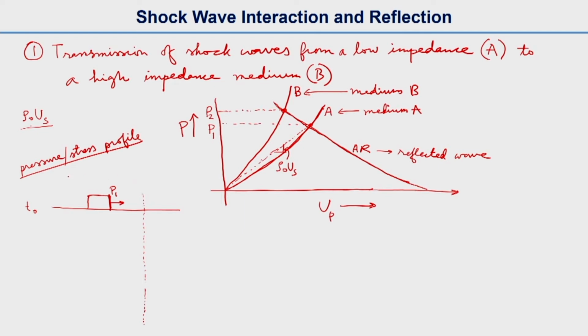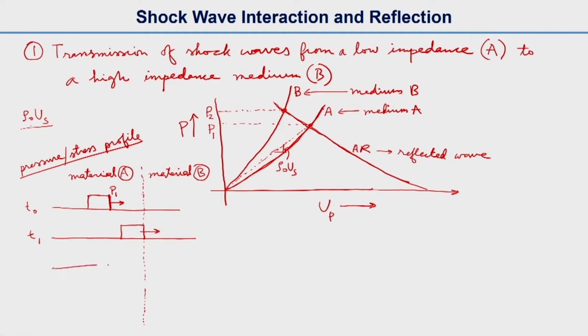This actually we should write that this is material 1 or medium A, and the other side of the interface is material B, or we can write medium B. So what will happen after some time, at time equal to T1, this shock pulse will hit the interface.